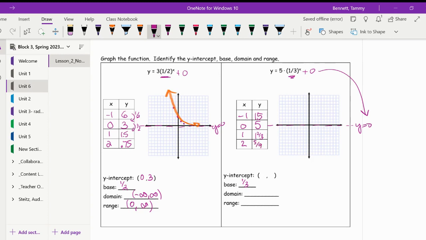So sketching the graph, back 1 up 15, 0, 5, 1 and 1 2/3, 2 and 5/9. My y-intercept, you can see, is 0, 5. We found that point. Domain is all real. And range will be 0 to infinity. Notice that your y-intercept each time is this number at the front.